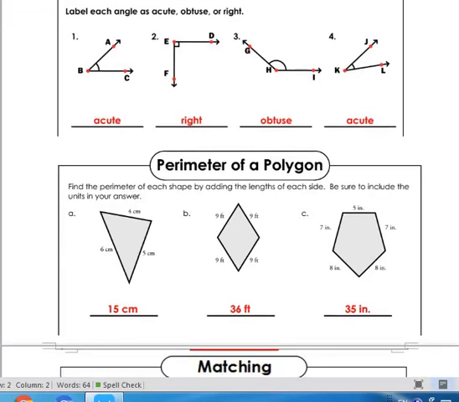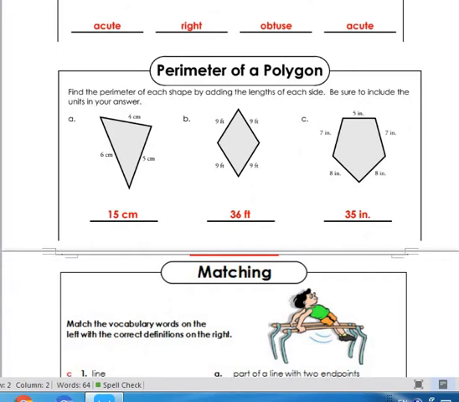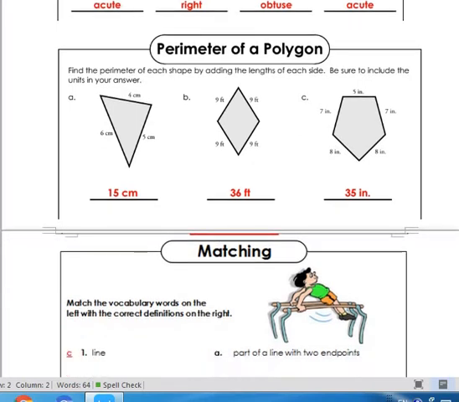Here I have perimeter of a polygon. Okay, we have covered this lesson before. Perimeter of a polygon. What's the perimeter? The perimeter is the sum of the outside lengths. Do you remember the garden? We have taken this example.